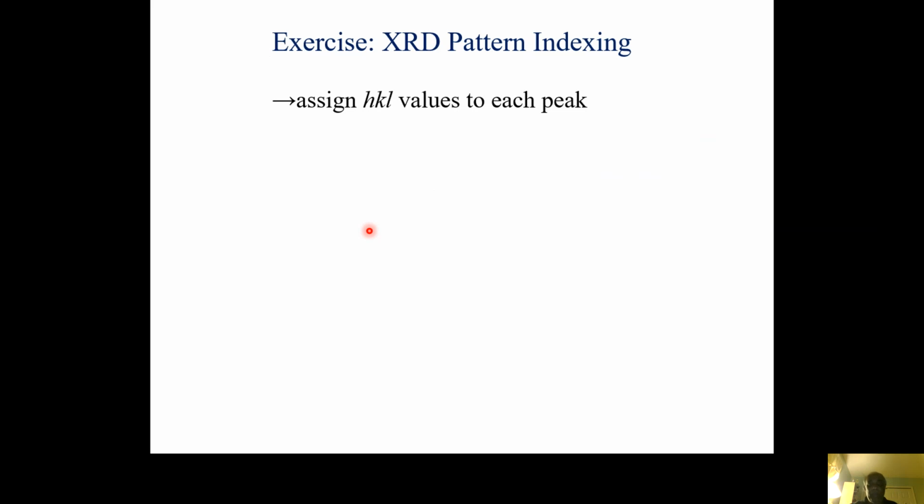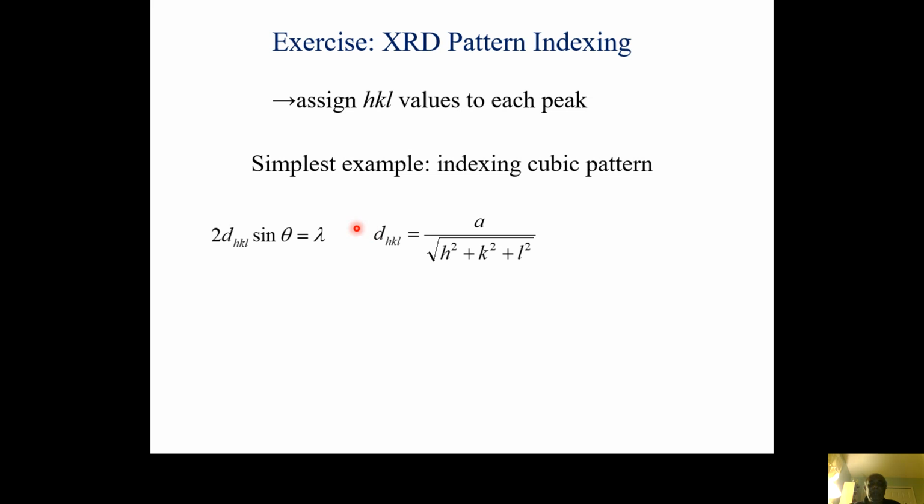Let's do one quick example. I'm going to do 2 exercises, one for XRD pattern indexing and one for electron pattern indexing. Indexing means if you give me a diffraction pattern, how can I assign these HKL values for each peak or each spot? That's what indexing means, right? We'll only do it for a simple cubic, any cubic structure. So everybody remember this one.